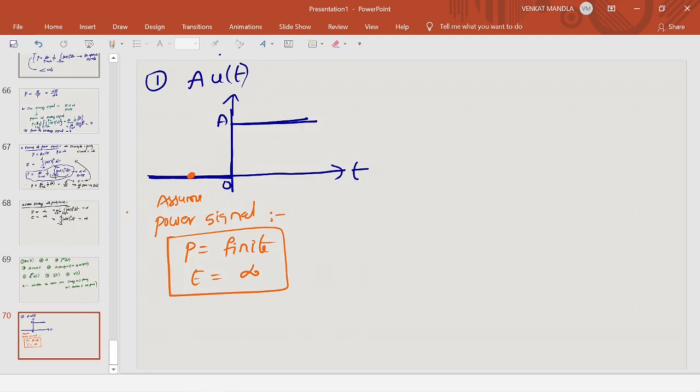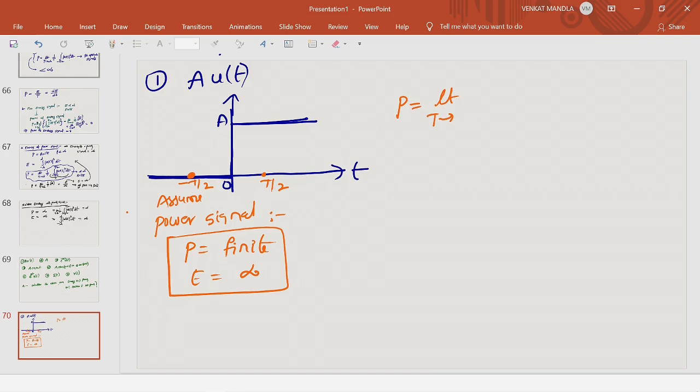I will take this as minus T by 2, this as plus T by 2. Remember, the signal is present from minus infinity to plus infinity. So minus infinity to 0, it is 0. 0 to infinity, it is a. So you have to take both the negative and positive values. This is important. You cannot take only the positive side or only the negative side of the signal.